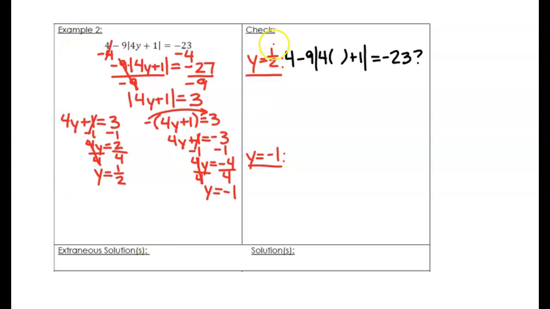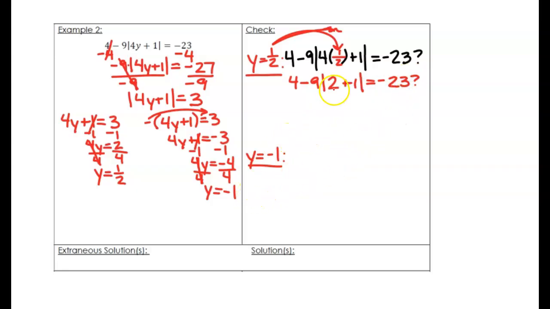So I'm going to take 1/2 and I'm going to substitute it here. Okay. So I have 4 minus 9 times the absolute value of 4 times 1/2. So 4 times 1/2 is 4 times 1, which is 4, over 2. 4 divided by 2 is 2, plus 1. And it's supposed to equal negative 23.